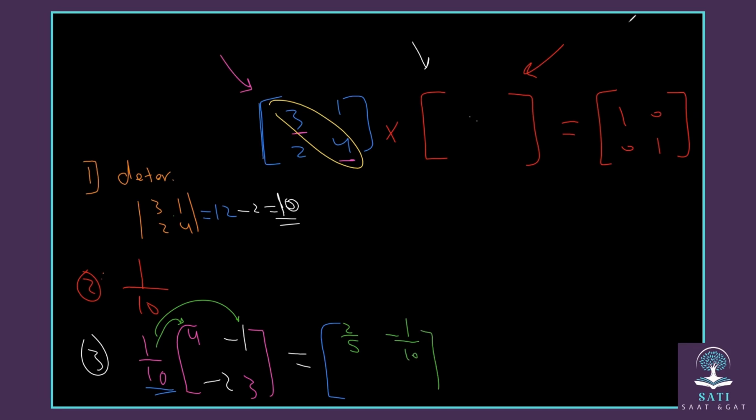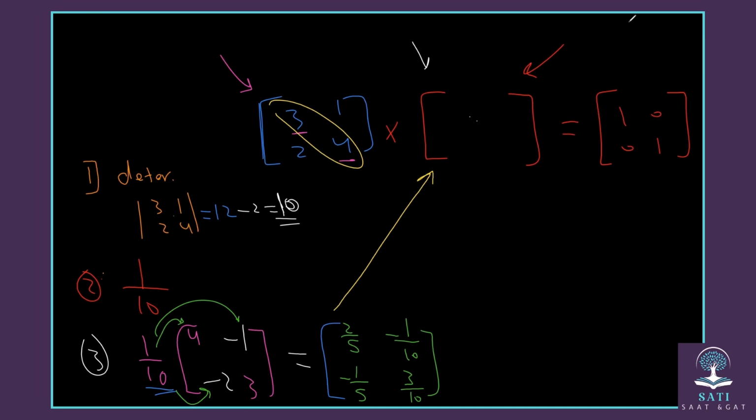Over 10. Good. Now multiply 1 over 10 here times negative 2. It's going to be negative 2 over 10. Simplified, it's going to be negative 1 over 5. Negative 1 over what? Over 5. Same thing, 1 over 10 times 3 is going to be what? 3 over 10. You see here now? This result is the multiplicative inverse that has to be put here. So this is now the multiplicative inverse.